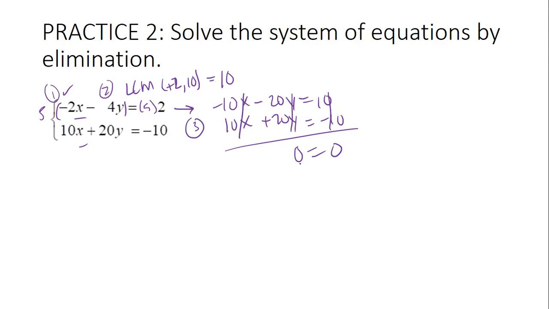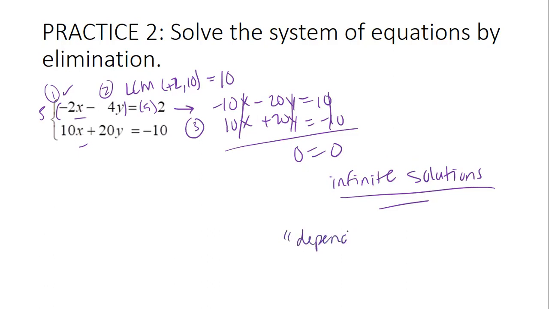No, you didn't. When this happens, that means that it is infinite solutions. Infinite solutions. Okay, what that means is that these are the same line. They're going to be coinciding. That's our dependent, consistent solution.